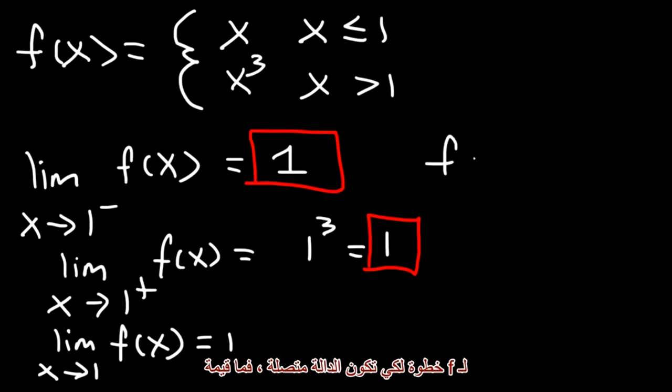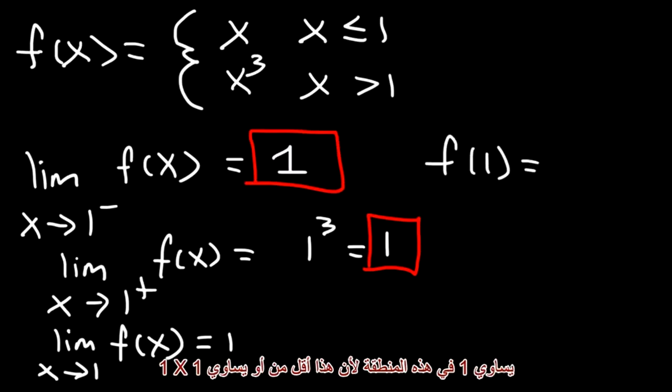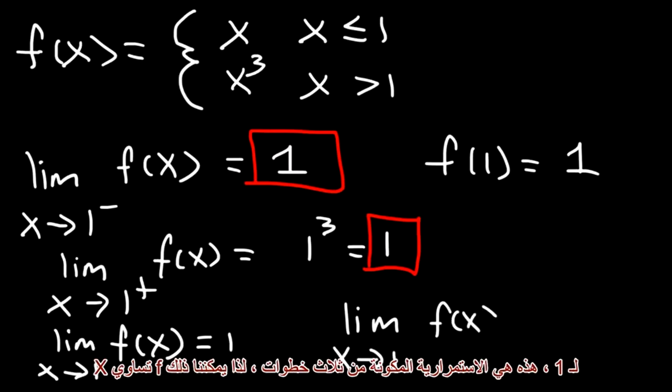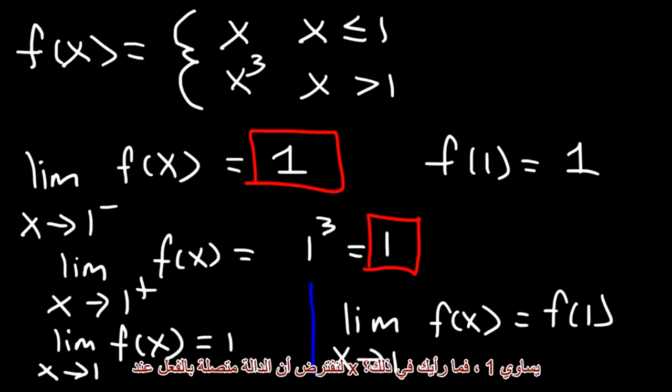So what is the value of f of 1? X is equal to 1 in this region because this is less than or equal to 1. So that's just going to be 1. So we can say that the limit as x approaches 1 of f of x is equal to f of 1. This is the 3-step continuity test. So we could say that the function is indeed continuous at x equals 1.